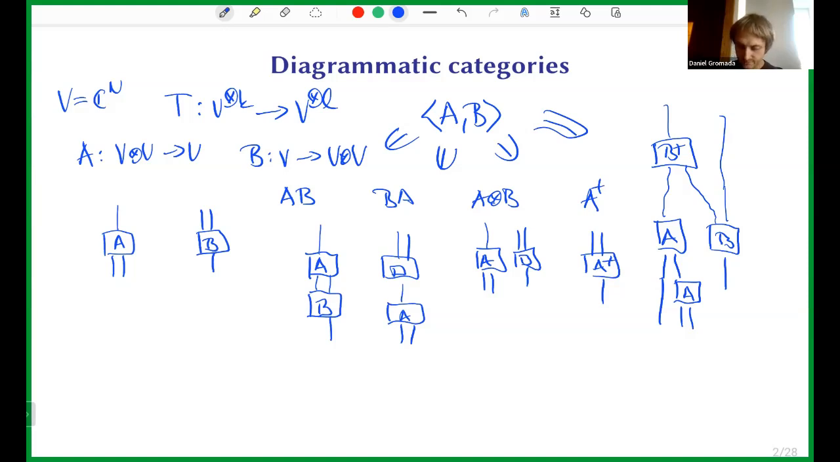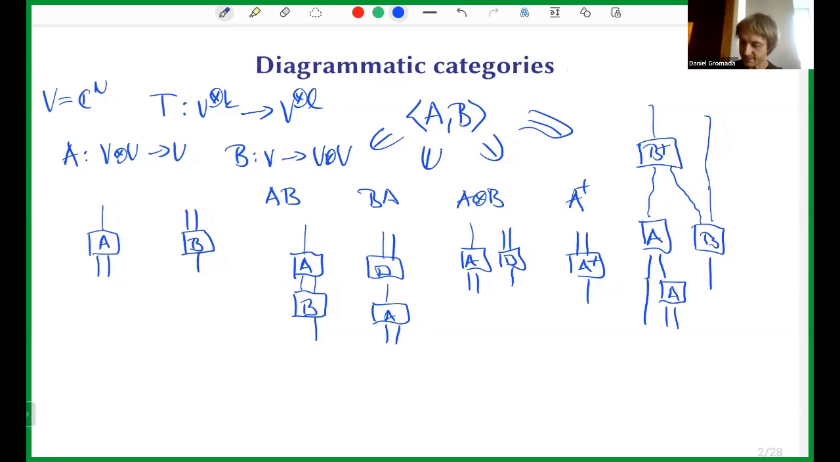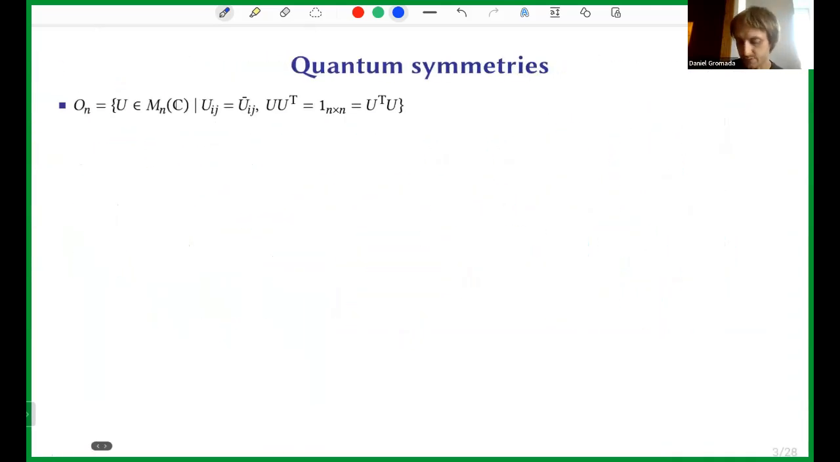And now what we are going to use this for are quantum symmetries. So briefly, what are quantum symmetries? Usual symmetries are described by groups, and typical groups are given by some relations. For instance, the orthogonal group is the group of all orthogonal matrices, and being orthogonal means just this thing. Everybody knows that.